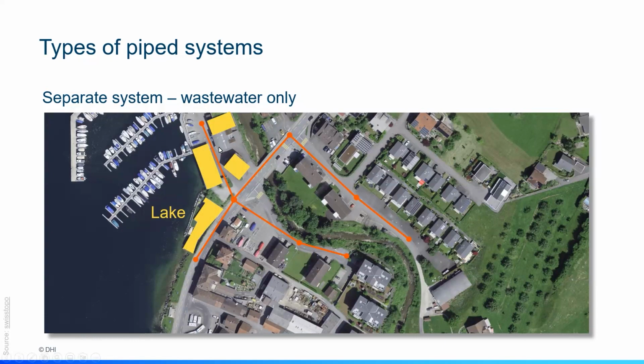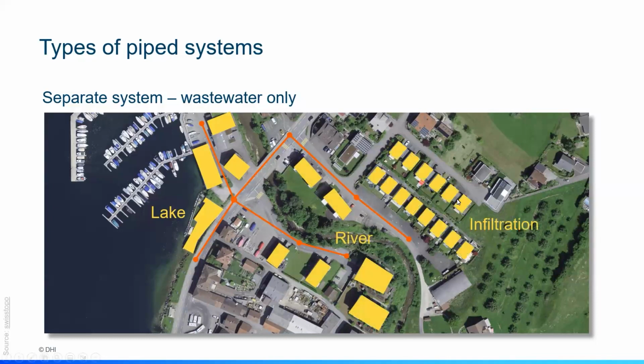So no need for a second pipe. Same goes for the buildings here along a river. Stormwater flows directly into the river. And the third one is here, a new development, and this is a modern one. So stormwater goes to the groundwater, and only the wastewater is connected to the foul sewer. So this is a separate system, but there is no stormwater pipe here, and we treat them differently.